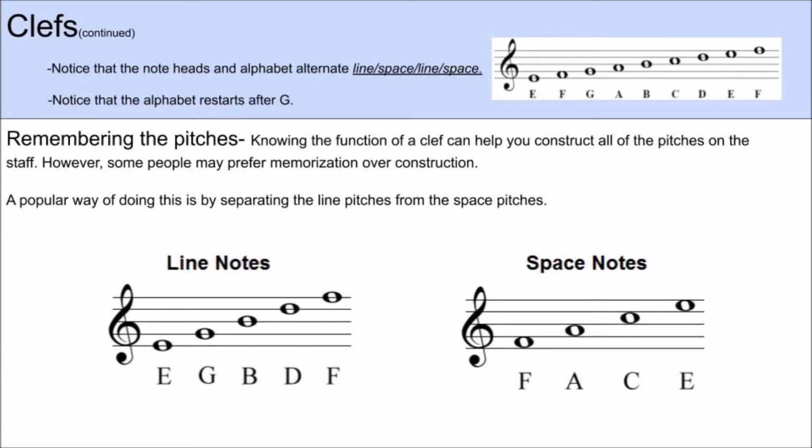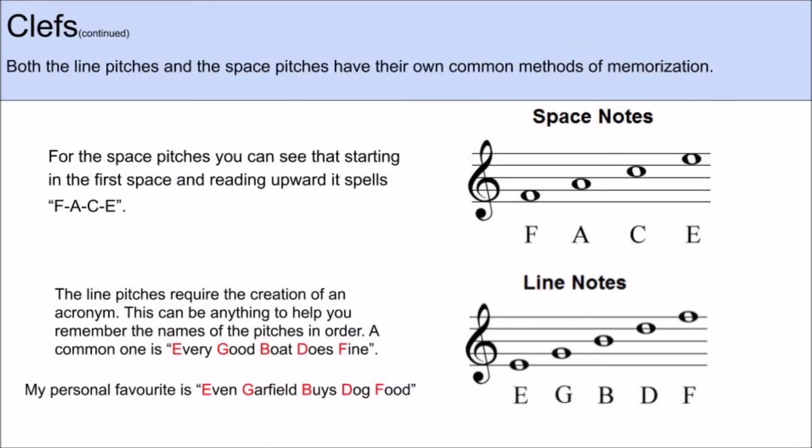However, a lot of people like to memorize it over constructing it. A popular way of doing this is by separating the line pitches from the space pitches, or the line notes from the space notes. Again, pitches and notes are sometimes used interchangeably. For the space pitches, you can see that starting in the first space and reading it upwards, it spells the word face, F-A-C-E.